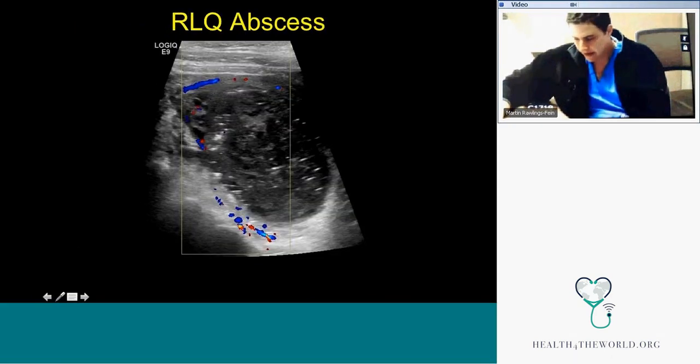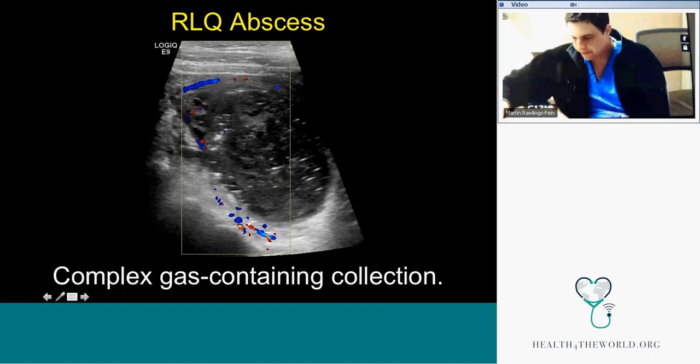So it's easy: a gas-containing complex fluid collection, vascular rim, no internal vascularity. You probably see the appendix, or you'll just say there's a right lower quadrant abscess, so we will assume that it was perforated appendicitis.